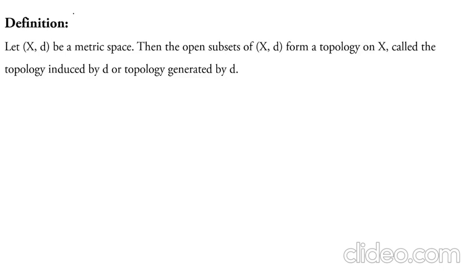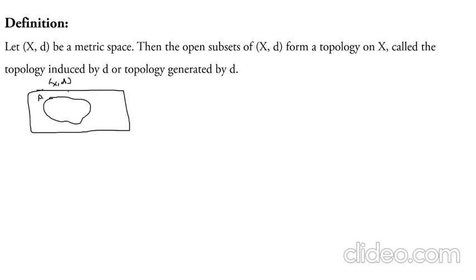Definition: let (X, d) be a metric space, then the open subsets of X form a topology on X called the topology induced by d or topology generated by d. And we consider a metric space (X, d) and A be a set in X.